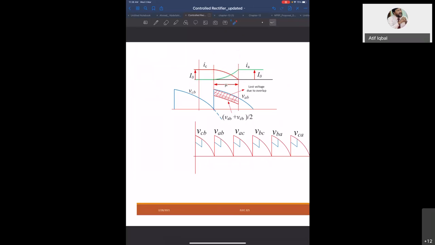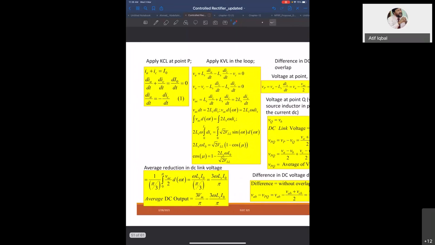So if we have seen this before, when IC was there and this was zero, the voltage was VAB, and here it was VCB. This we have seen in the three-phase bridge rectifier. So this was the original line voltage VAB. But we will see that due to the overlapping problem, this voltage will not be following VAB, but it will be the average of VAB and VCB. That will be the voltage in the output at this time. This we will see. Now, when you integrate this, what you get is the expression for the overlap angle.